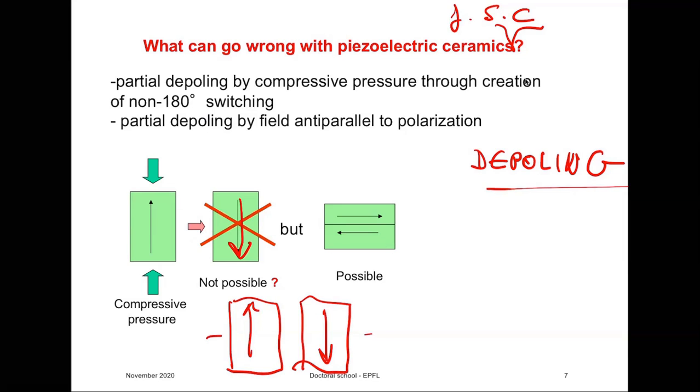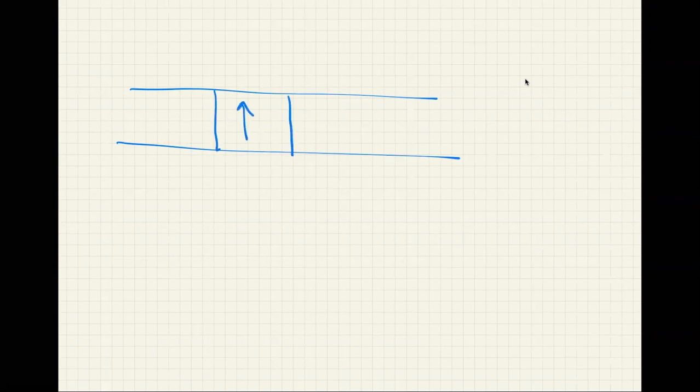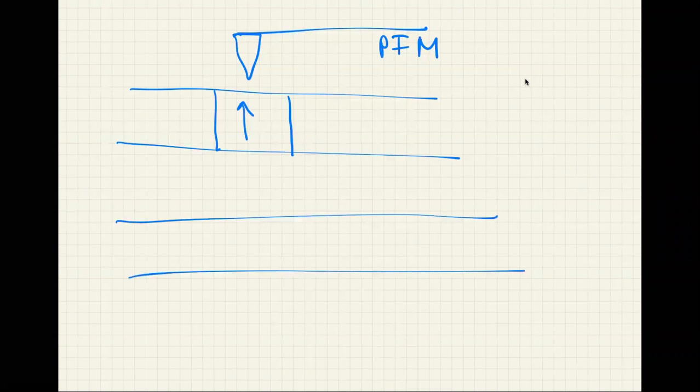So ideally we would say that this should not happen. It's not possible. It does happen. There are several cases which have been reported, especially in thin film. So you imagine a thin film and then you have a part of the crystal which is pulled, let's say upwards, and then for example you apply a tip of a PFM, an AFM machine, atomic force microscope, piezo force microscope. What people often find is that a region in the center will switch while the surrounding region will remain with the same polarity.